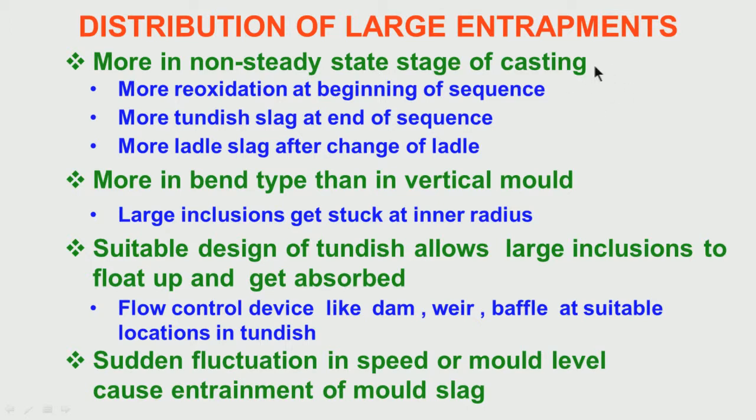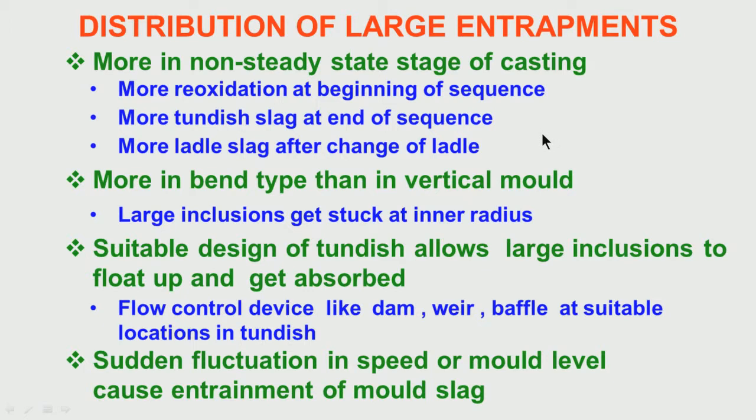I have mentioned this earlier, but again I am harping on it because this is very important, because in the non-steady stage of casting normally you find these entrapments. What is the non-steady state? That means at the beginning of a sequence, when you are just beginning a sequence, then the possibility of reoxidation is there, because the shrouding is not yet complete. So, some amount of exposure to air will be there in the liquid steel at the beginning of the casting. So, more reoxidation at that stage, and at that particular stage we will have more large entrapments due to reoxidation.